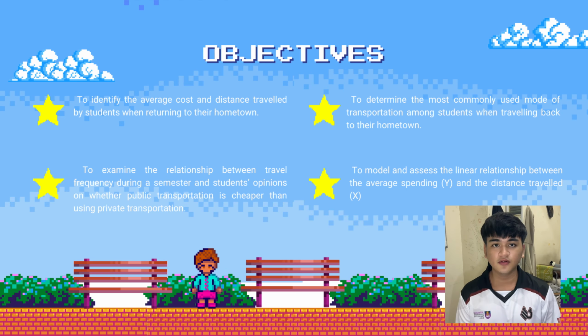There are four main objectives in this study. The first one is to identify the average cost and distance traveled by students when returning to their hometown. Secondly, to determine the most commonly used mode of transportation among students when traveling back to their hometown. Next, to examine the relationship between travel frequency during a semester and students' opinion on whether public transportation is cheaper than using private transportation. Lastly, to model and assess the linear relationship between the average spending and the distance traveled.